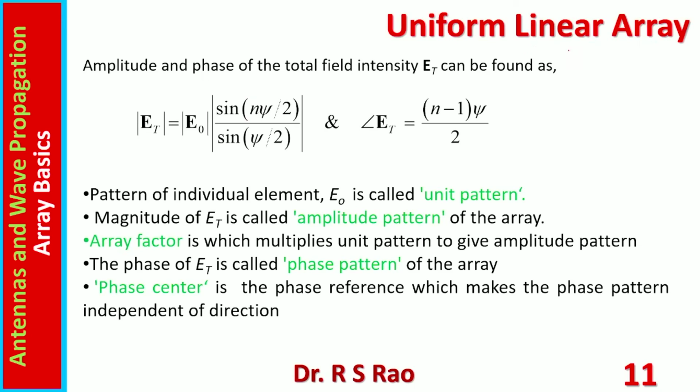Some more points regarding uniform linear arrays. Amplitude and phase of total field intensity ET can be found as, this is amplitude, this is phase.